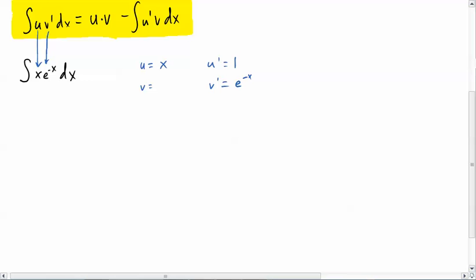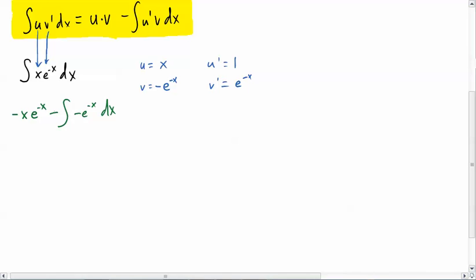So I need v, so I need to take the integral of e to the negative x, and the integral of e to the negative x is negative e to the negative x. If you need help with that, go watch a different video to remind yourself how to do integrals. That should be a fairly straightforward integral. And so now I can rewrite it using this formula. So I rewrite x times v, which is negative e to the negative x, so negative x e to the negative x, minus the integral of u prime, which is 1, times v, which was negative e to the negative x, dx. And yes, there is still an integral, but now this is an integral that is actually integratable.